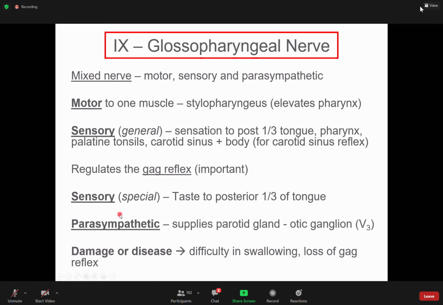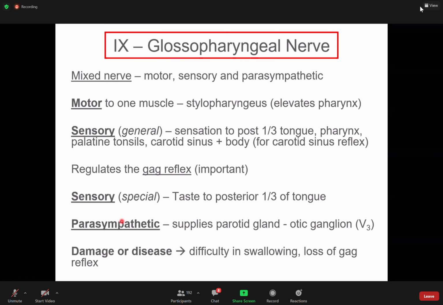It is special sensory to the posterior one-third of the tongue. So taste sensation from the posterior one-third of the tongue is going to go through the glossopharyngeal nerve. Parasympathetic supply is to the parotid gland through the otic ganglion. So it is secretomotor to the parotid gland. And damage or disease will result in difficulty in swallowing and loss of gag reflex.